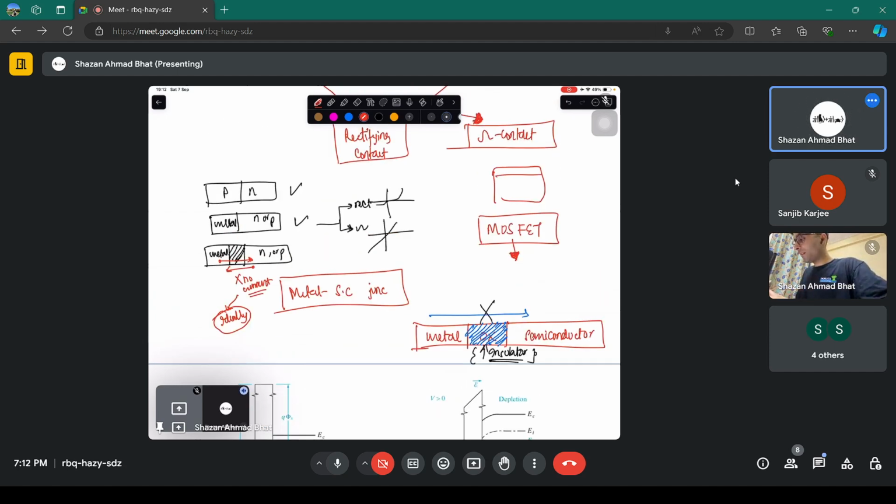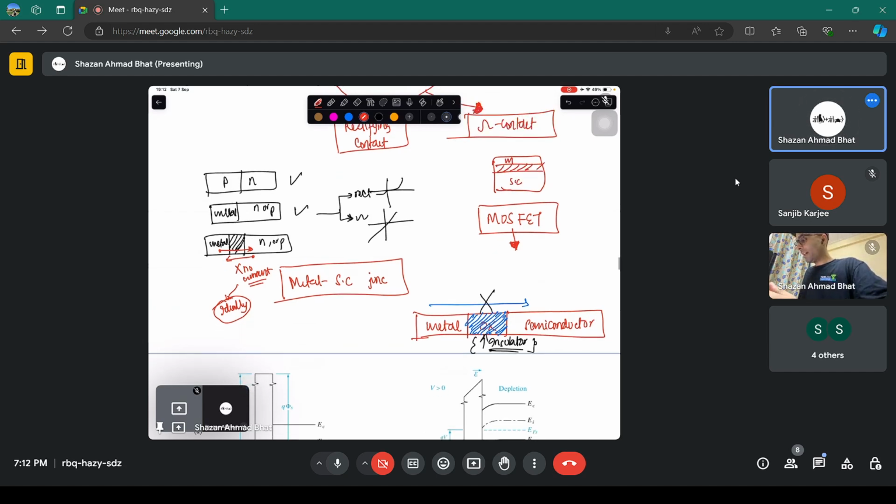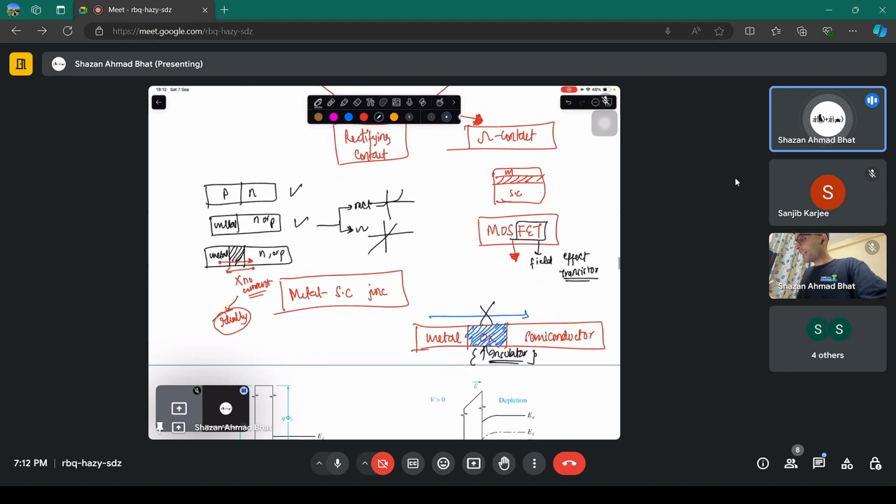Now you have a metal, you have an oxide, you have a semiconductor, and you have something called FET. This is called a field effect transistor. What happens is that when you have this kind of a structure, if you apply, let's say, a positive bias here and a negative bias here, positive bias means there will be positive charges along this particular interface and there will be electrons along this interface. That means there will be an electric field in this direction.